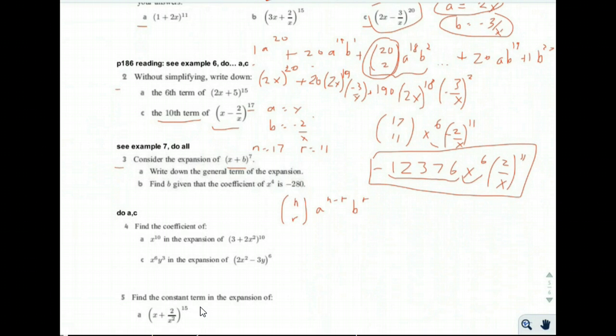Okay, do we know any of these numbers? Well, we do know that n is 7, right? And we do know that a is x, b is just b. Okay, so n is equal to 7, so we can fill in all the n's. r we don't know because they said it's the general term.